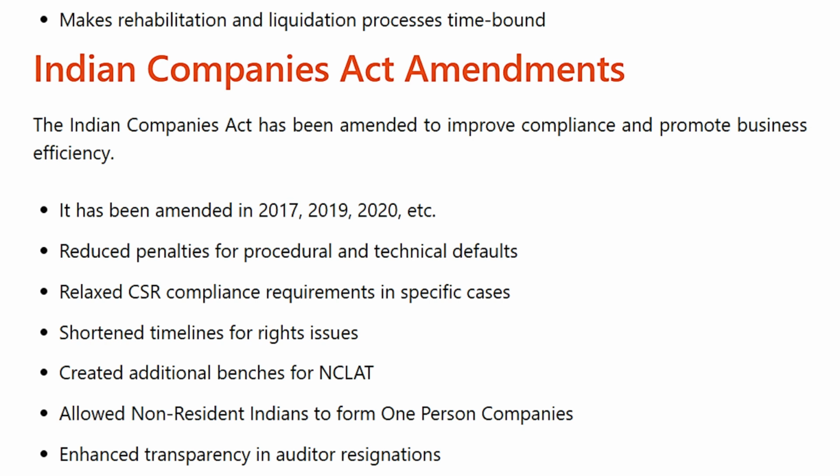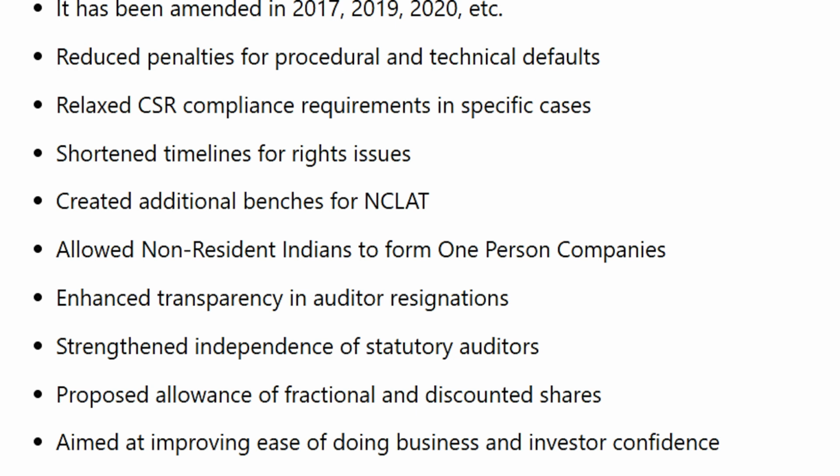Indian Companies Act amendments. The Act has been amended to improve compliance and promote business efficiency. It has been amended in 2017, 2019 and 2020 to reduce penalties for procedural and technical defaults, relax CSR compliance requirements in specific cases, shorten timelines for rights issues, create additional benches for NCLAT, allow non-resident Indians to form one-person companies, enhance transparency in auditor resignation, strengthen independence of statutory auditors, and propose allowance of fractional and discounted shares, aimed at improving ease of doing business and investor confidence.